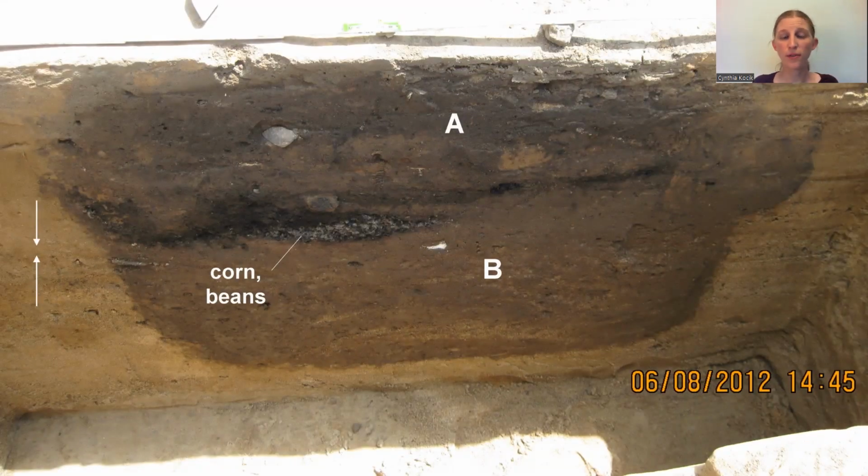We want to note artifacts or artifact clusters, bone and shell, and concentrations of charred plant material as well, like this layer of corn and beans. We add these details to our maps and notes. Then we normally excavate the second half of the feature by zones and take soil samples or matrix to further study plant and animal remains.